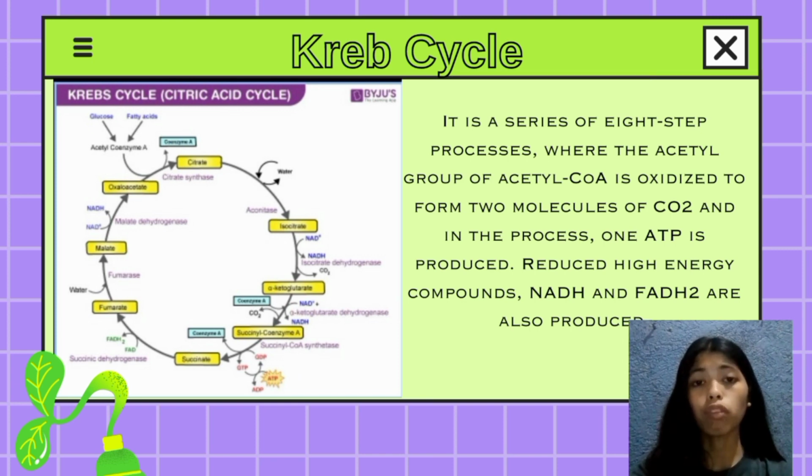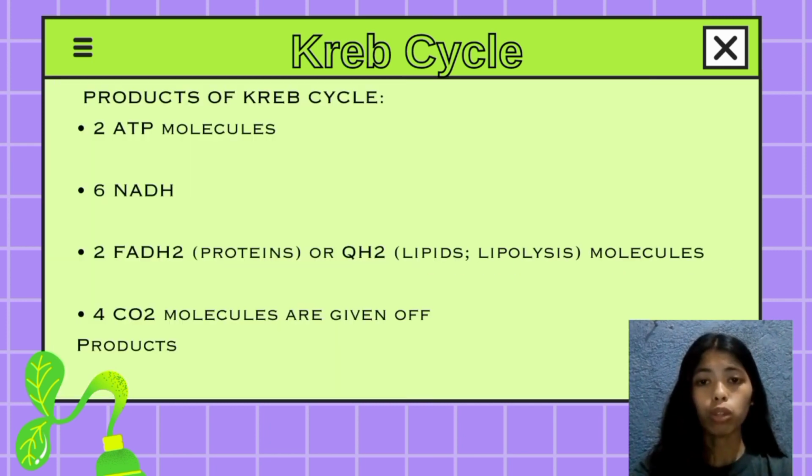Likewise, with the addition of H2O, the fumarate changes into malate in the seventh step. The presence of fumarase in this step acts as the catalyst. The final step is the formation of the oxaloacetate with the help of the enzyme malate dehydrogenase. So after the Krebs cycle loops twice, we will have 2 ATP molecules, 6 NADH, 2 FADH2, and 4 molecules of carbon dioxide released.